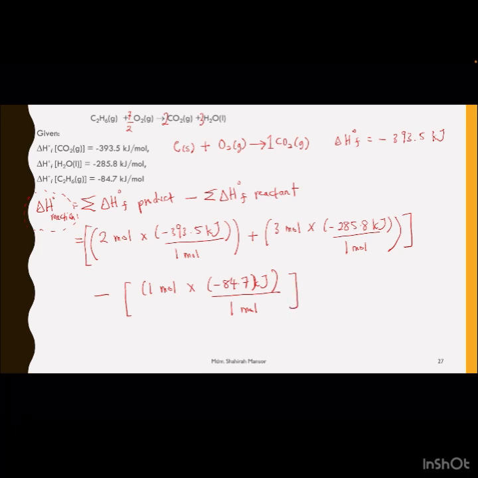Now you just have to cancel the units and you will get your final answer. You can try doing the calculation and check the answer later on.